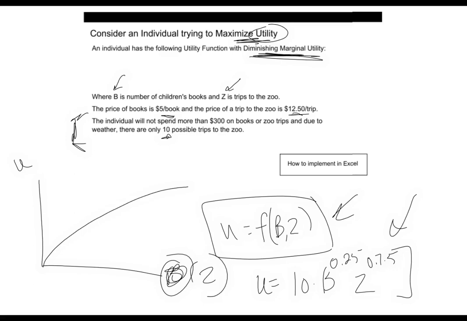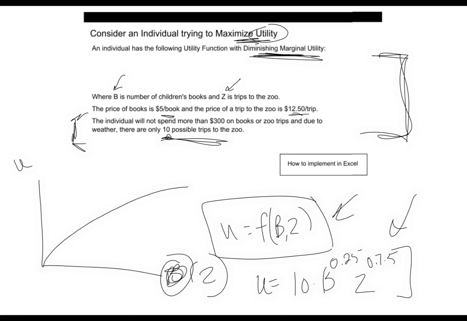There's no limit on the amount of books that you can buy, but there's a limit on how many trips to the zoo that you can do. You can only go 10 times. So I like thinking about this as my daughter's utility function, and during the summer she can either do books or she can do trips to the zoo, but we can only go to the zoo so many times. What's the right combination of trips to the zoo and books that can maximize utility?